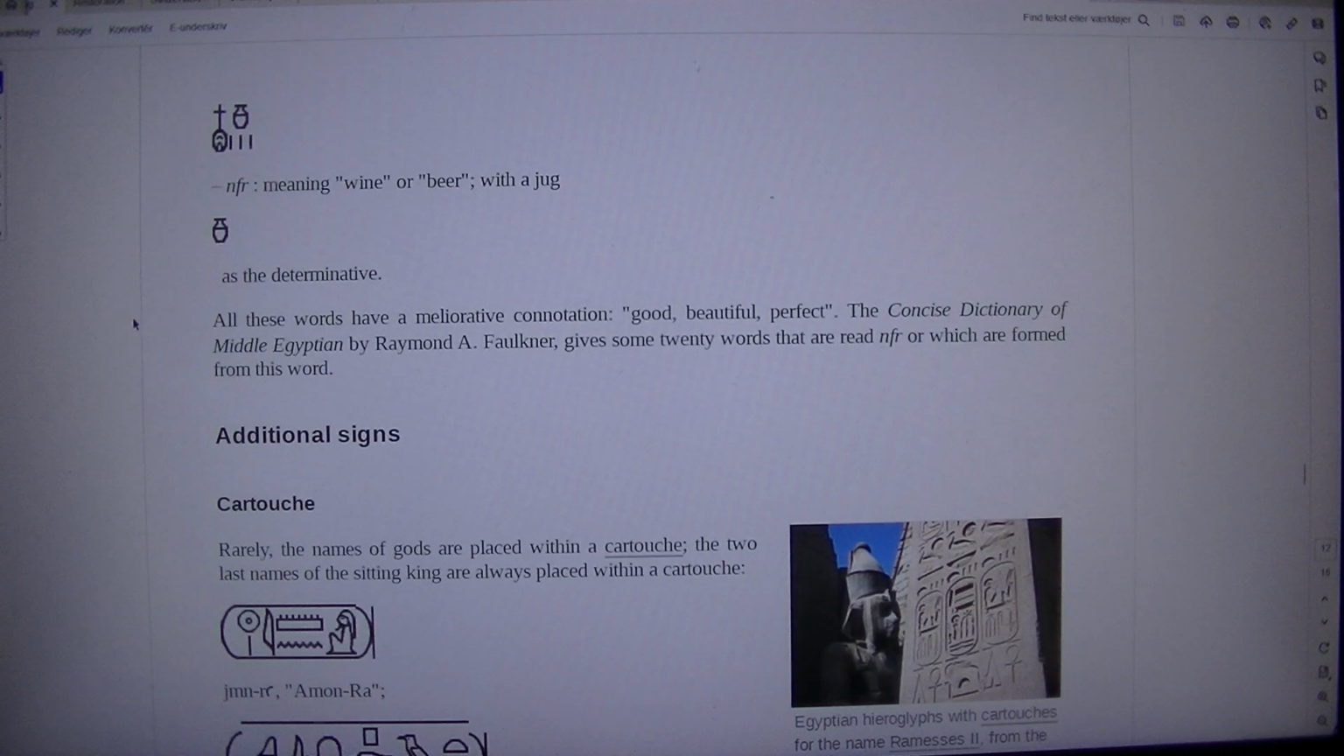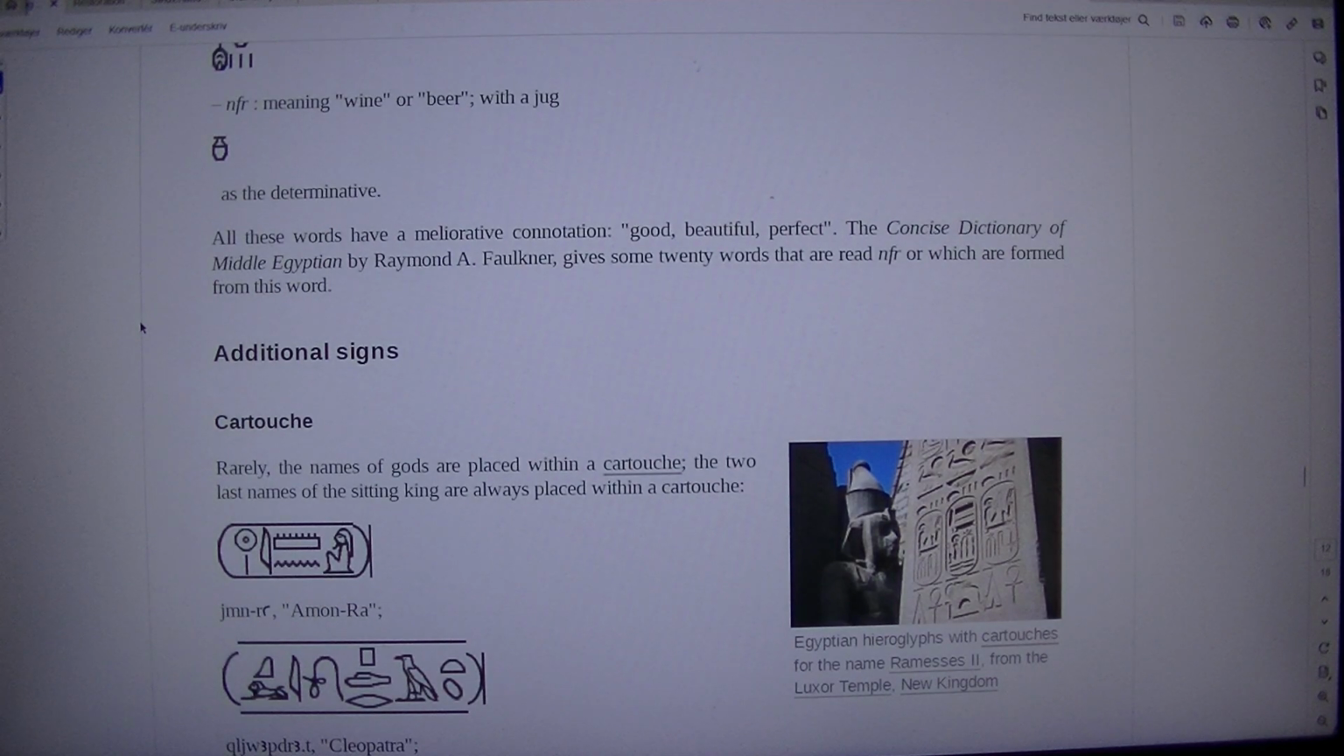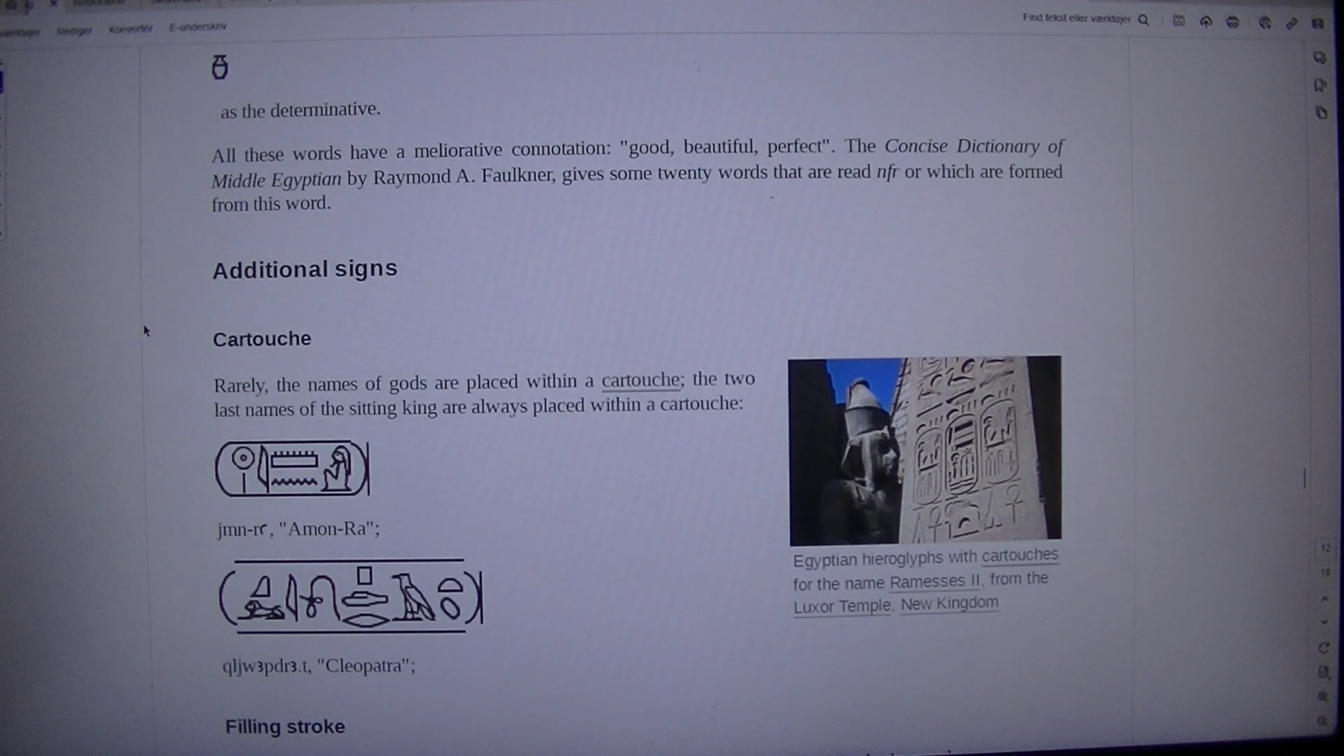NFR, W22, Z2, SS. NFR, meaning wine or beer, with a jug, W22, as the determinative. All these words have a meliorative connotation: good, beautiful, perfect. The Concise Dictionary of Middle Egyptian by Raymond A.